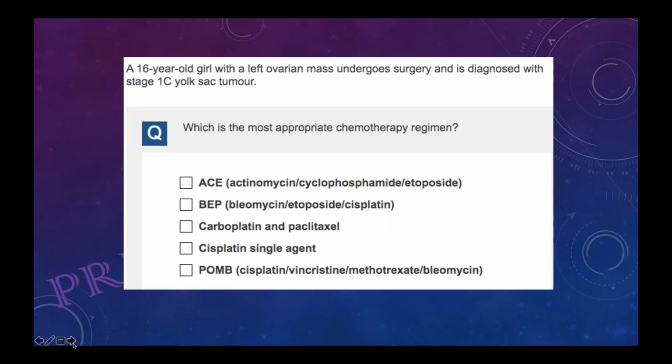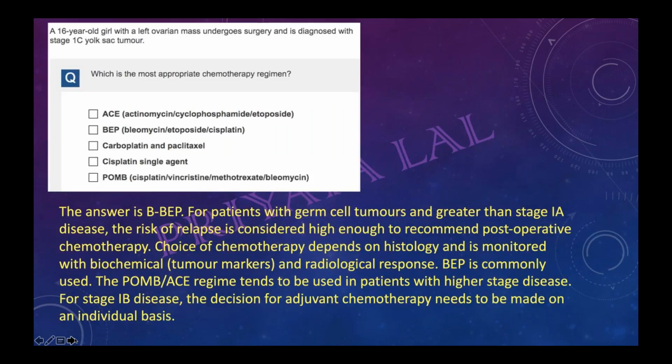Girl with ovarian mass went to surgery. 1C, yolk sac tumor. In yolk sac tumor, what is the chemo? This is a strategy question. Ma'am, BEP, yes. So what I told you guys, if it is less than 40, it is BEP. If it is more than 40, then it is EP. And if it is an advanced disease, then it is POMB/ACE. Okay. So it is BEP.